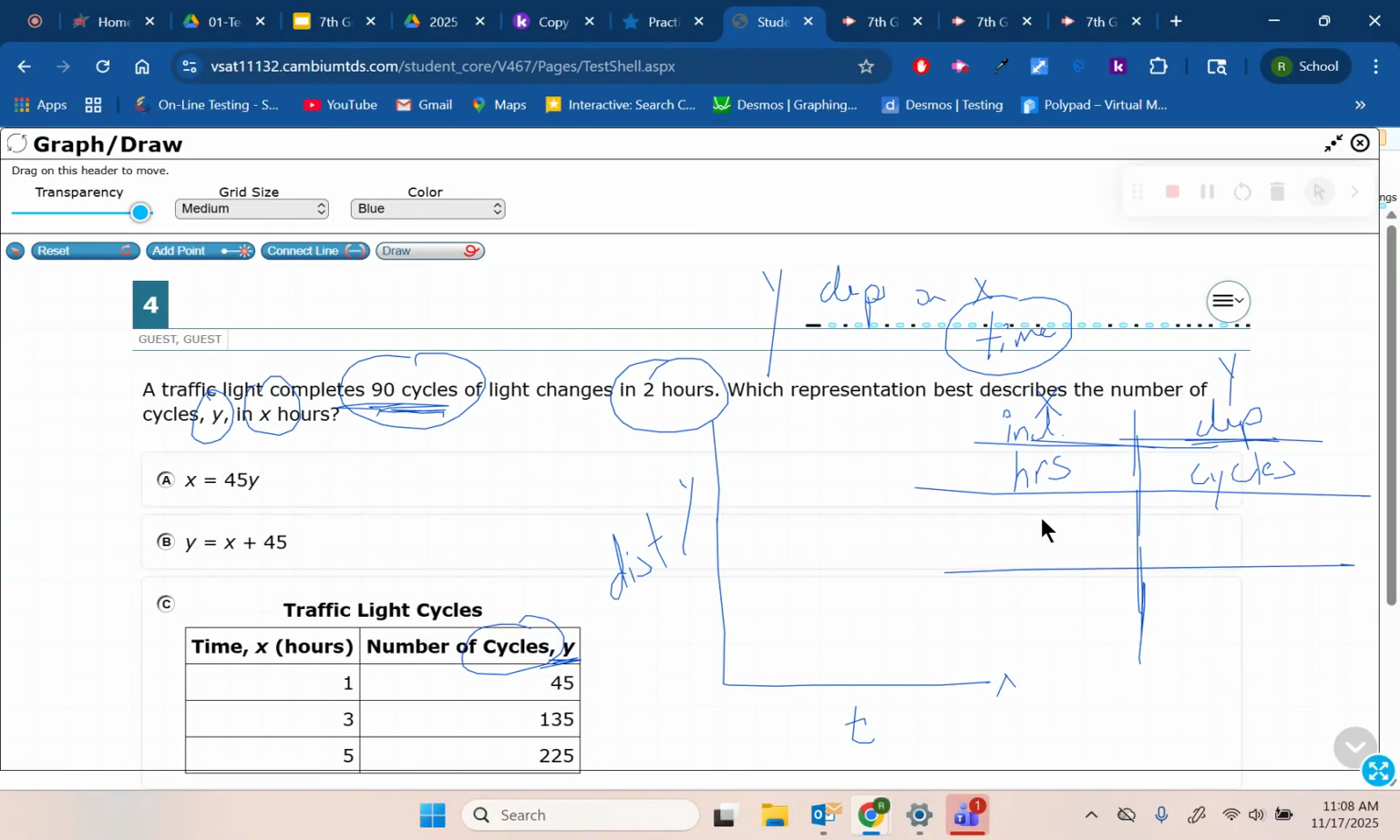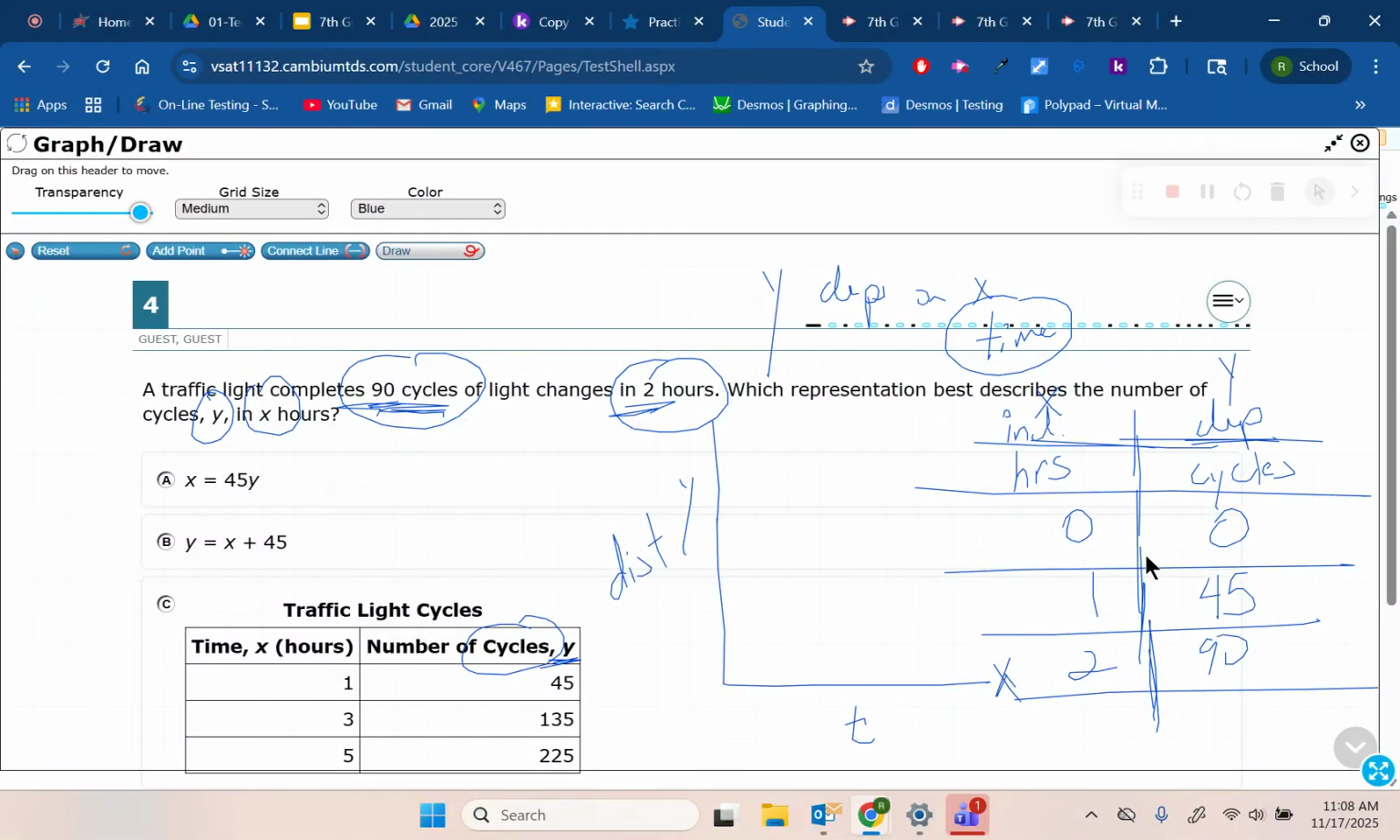I'm going to put here a 0, here a 1, here a 2. And I know one of them, I know the 2. At 2 hours, I got 90 cycles. This should be an X. This drawing tool isn't working great, I wish it worked better. Well, after 1 hour, how many cycles will I have here? It's 45. It's half of it. And then at 0 hours, I have 0 cycles.